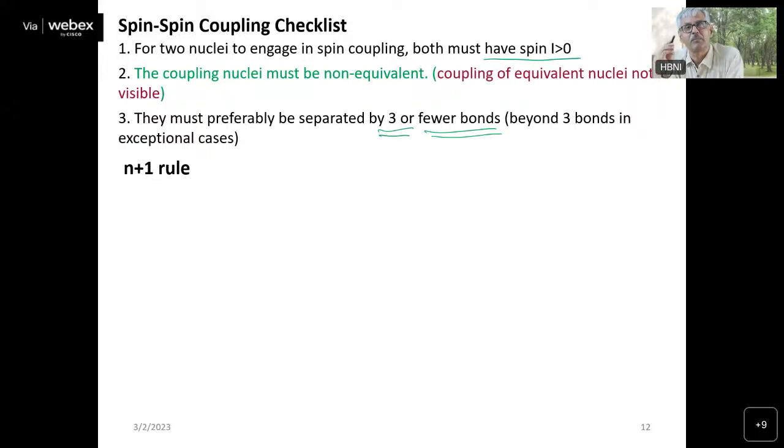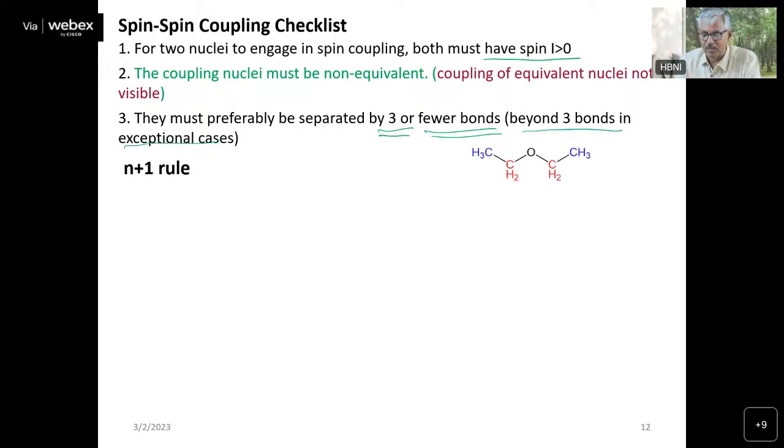You must know what the natural NMR line width is. It is decided by the lifetime, and I have told you the NMR spin lifetimes are around 0.5 seconds or more. But you will see that beyond 3 bonds, we also see coupling in exceptional cases. I have already told you about allylic coupling and homoallylic coupling.